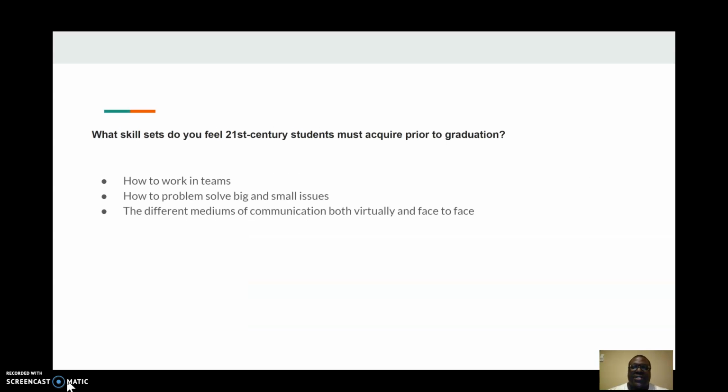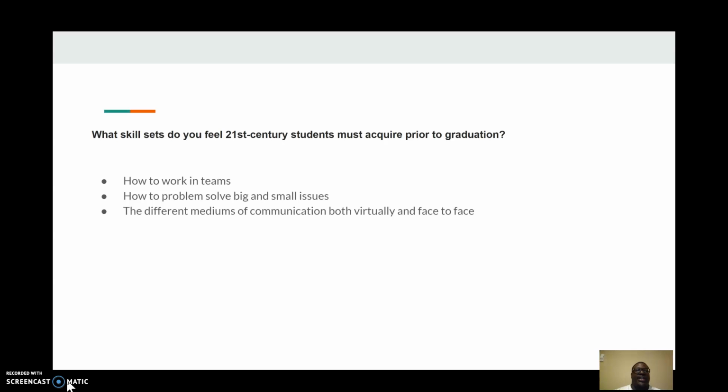When we talk about skills that students need to exist here in the 21st century, I think having the ability to work in teams and work with people who are different from you and think different from you and come from places that you don't come from and have experiences that you don't have, I think that is a very important 21st century skill.